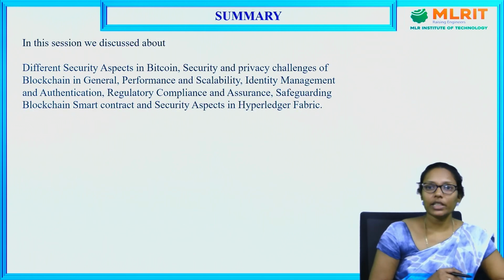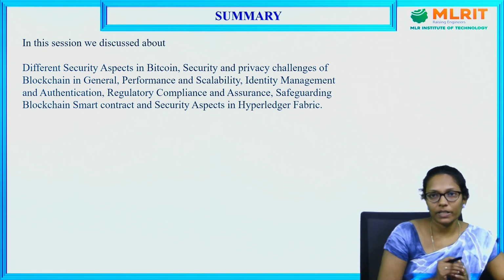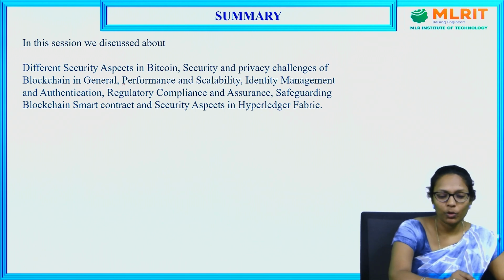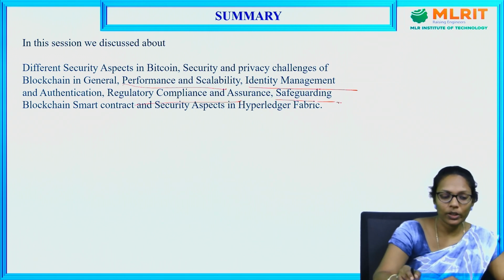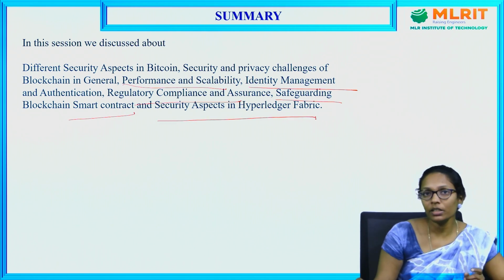So that is about the security aspects in blockchain. In this video, we discussed the different security aspects in Bitcoin, security aspects in general blockchain, performance and scalability, identity management, regulatory assurance, safeguarding blockchain smart contracts, and security aspects in Hyperledger Fabric, which is a permissioned blockchain.